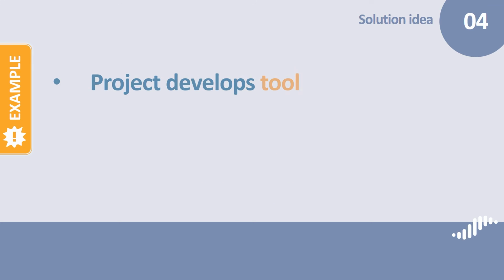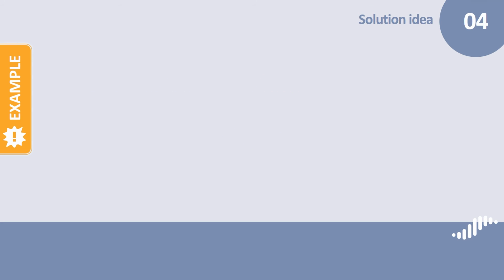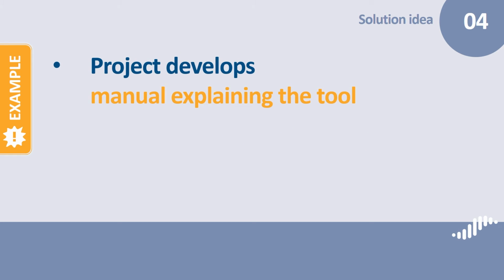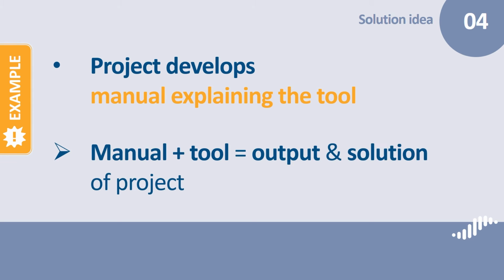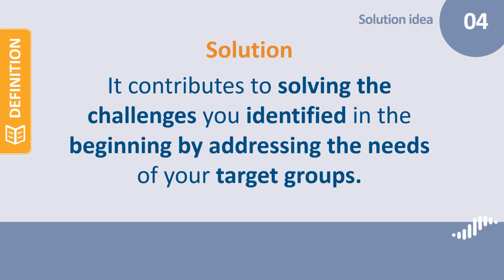For example, if a project develops a tool which helps public authorities in a decision-making process, the tool is both the output and the solution of the project. However, if in addition the project develops a manual explaining how to use this tool, both the manual and the tool become parts of the same output and the solution. And what does a solution do? It contributes to solving the challenges you identified in the beginning by addressing the needs of your target groups.